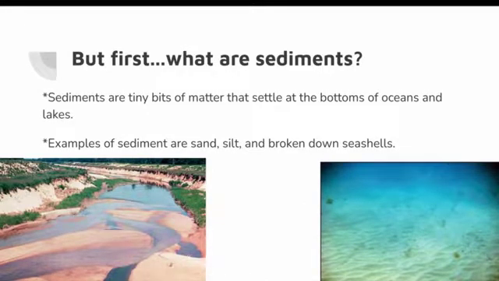Well, sediments are tiny little bits of things that you can find at the bottom of an ocean, at the bottom of a lake. It's like sand, broken down seashells, something called silt, which is kind of like a very loose sand. That's what sediments are. They're at the bottom of lakes and rivers, and they're the loose stuff, not the rocks, the loose stuff.